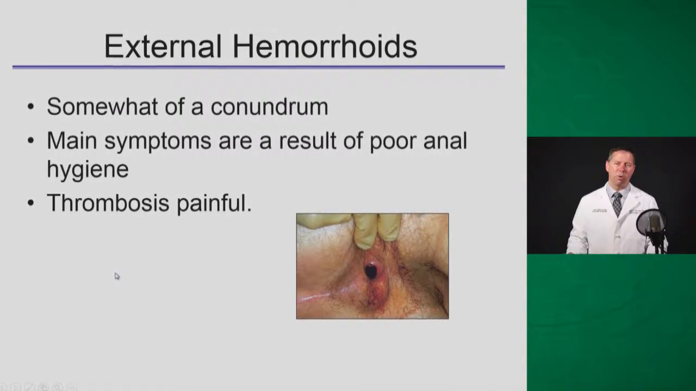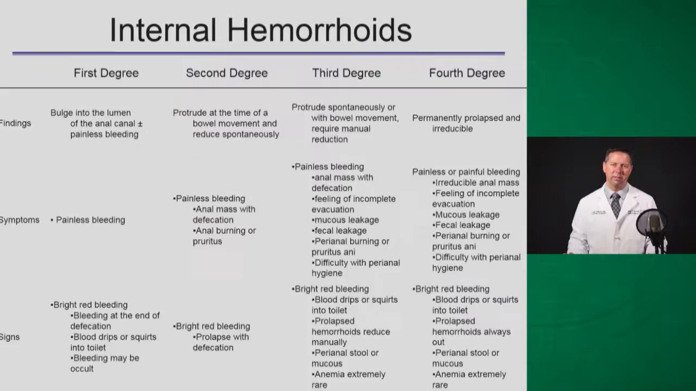We're going to talk about both, and first, external hemorrhoids, where there's somewhat of a conundrum. I see patients all the time sent to me with the diagnosis of external hemorrhoids, and by and large, their symptoms are a result of poor anal hygiene, things like itching and burning. Thrombosis, like you see here on the slide, is a painful situation, and it's not a difficult diagnosis to make. These patients are in extreme pain, they don't want to sit down, and the onset of pain is relatively sudden.